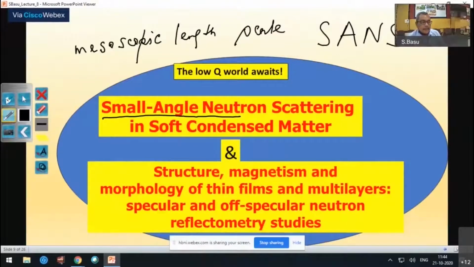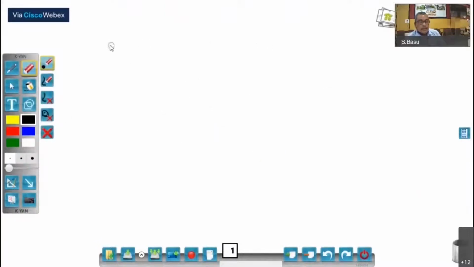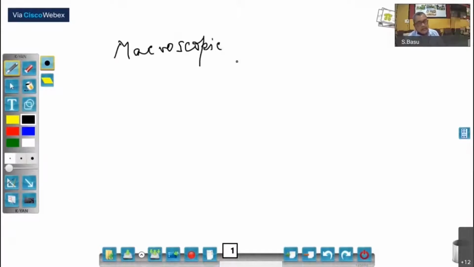So if I may point out, our life starts with macroscopic length scale. Everything, every object around us is macroscopic. Our eyes can see resolutions, close ones, few millimeters, meters. When we go down in size, we go to mesoscopic structures. And further going down will take us to the microscopic structures.